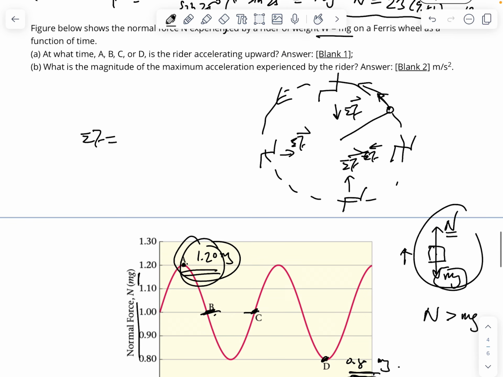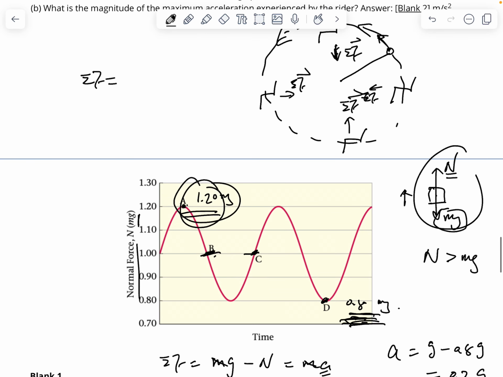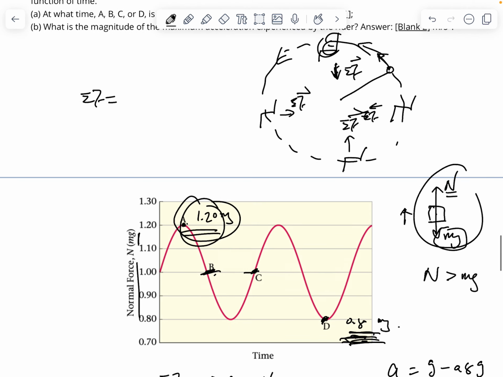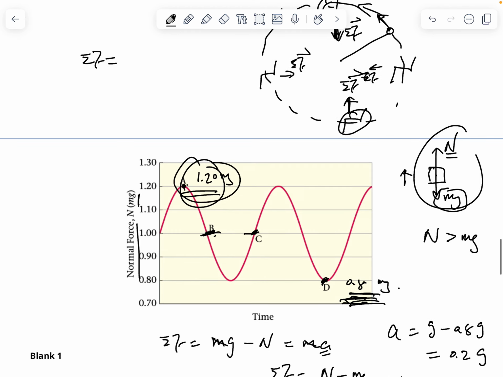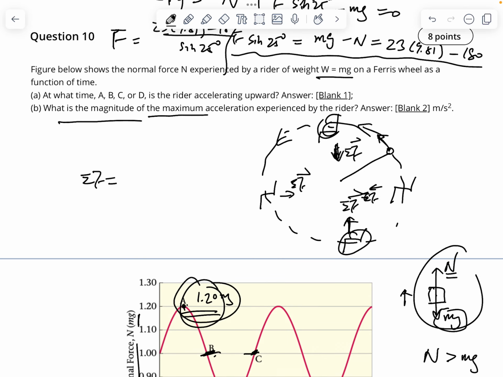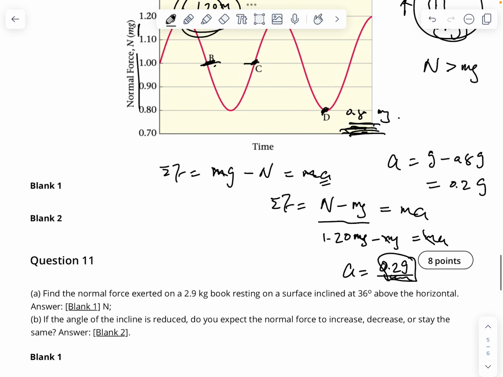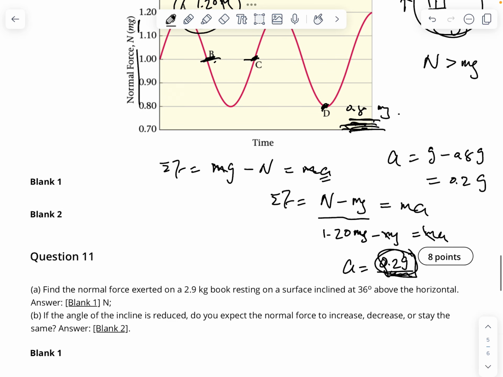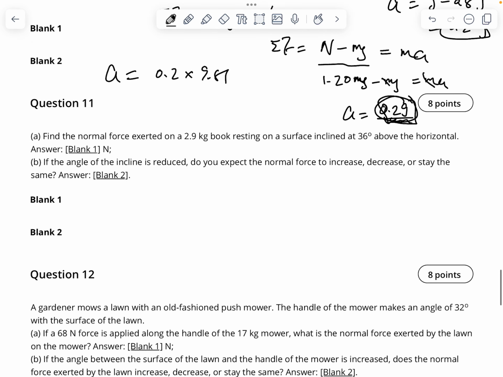Okay, so Ferris wheel, and this D corresponds to when you are on top, and A corresponds to when you are on the bottom. Okay, acceleration, right? It's the same actually, but the direction is different. So what is the magnitude of the maximum acceleration? Maximum acceleration is 0.2 g, and here is the same, 0.2 g. Okay, so 0.2 times 9.81. So that is the acceleration. All right, number 11.